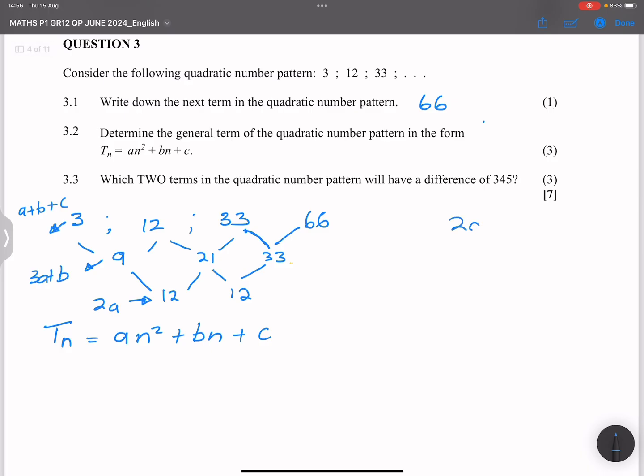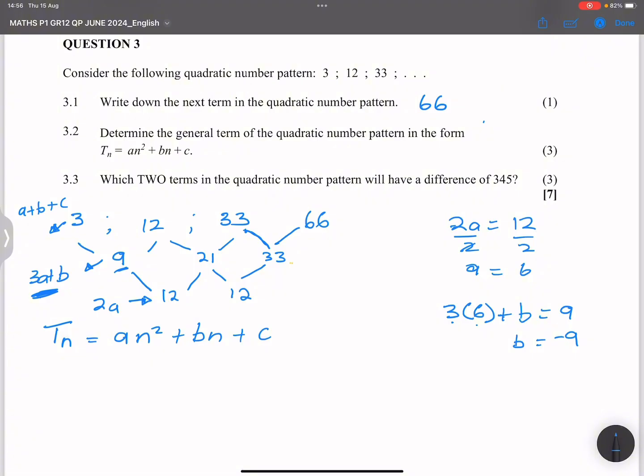So 2a will be equal to 12. So if we divide by 2 on both sides, then our a value will be equal to 6. And then we know that 3 times a, but we already know what our a value is. So 3 times 6 plus b will give us the first term of our first difference. That will be 9. Okay, so that will be b is equal to, now 3 times 6 gives us 18. If we take it to the other side, 9 minus 18 gives us -9. So that's our b value.